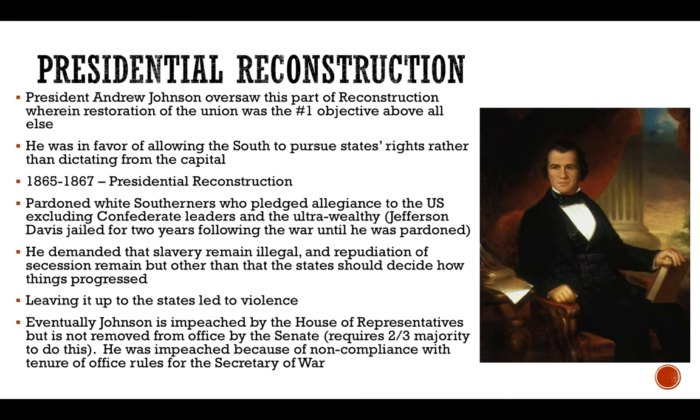He demanded that slavery remain illegal, and so that was not up for reconsideration in this presidential Reconstruction period or in the following Reconstruction period. And as you know, we have not legally reinstituted slavery at this point.